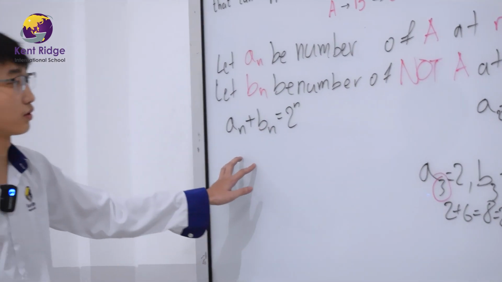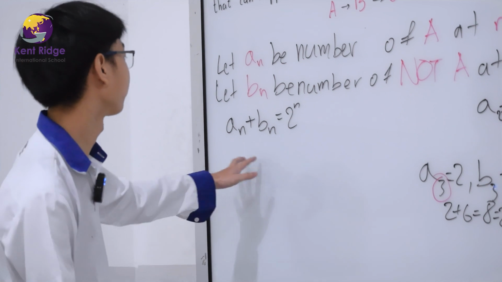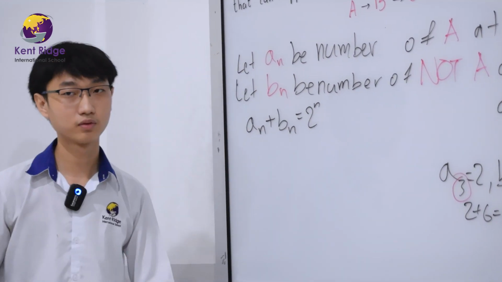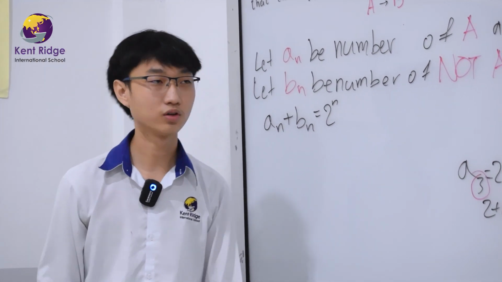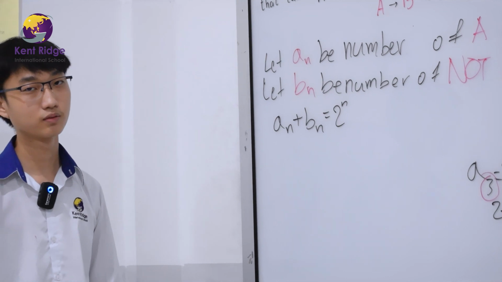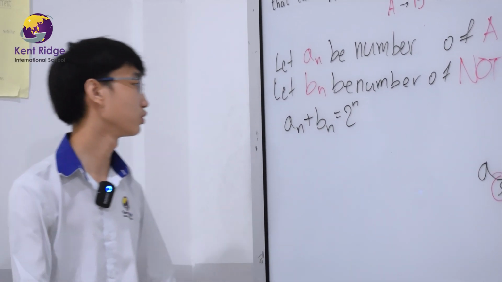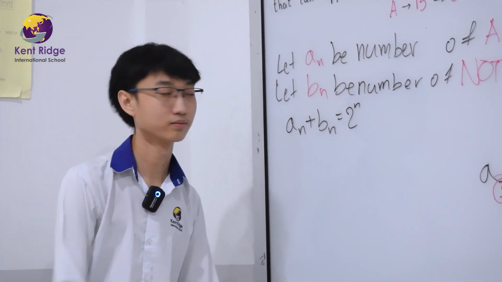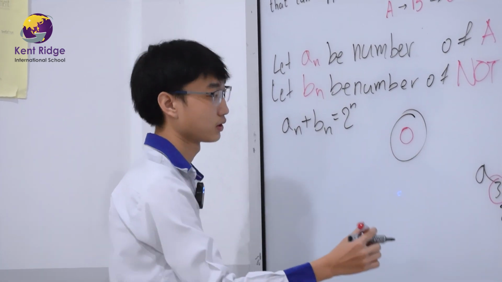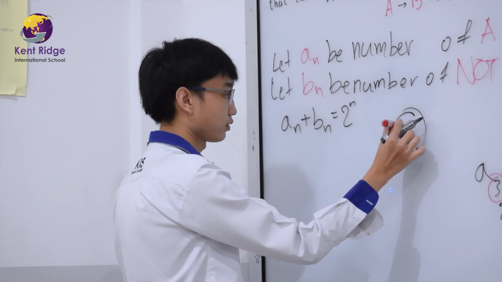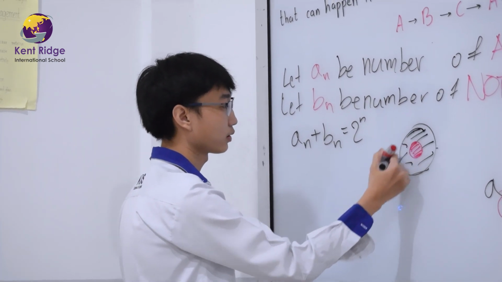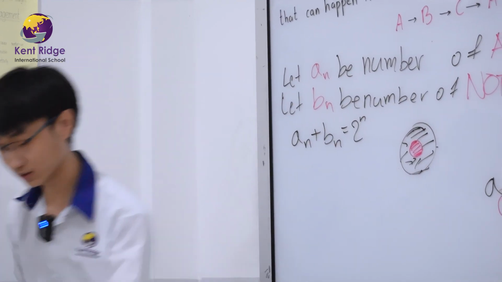This makes sense because, for example, we let A n be the number of A at n and B n be the number of not A at n. So if you have something plus the not of something, you'll get the total number of something that there is. For example, you have a set, you have a subset. This here would be the something, this here would be the not something. And if you add them together, you'll get the whole thing. Okay.